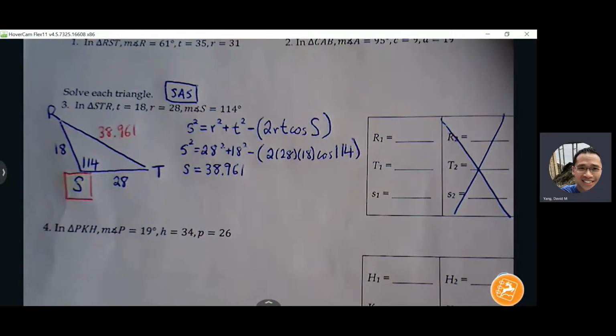Okay, so now that we've done law of cosines to help find the one missing side that we need, now we can transfer over to what? Law of sines. Either solve for R or T. As soon as you solve for either R or T using law of sines, then you can subtract from 180 to find that last missing angle.